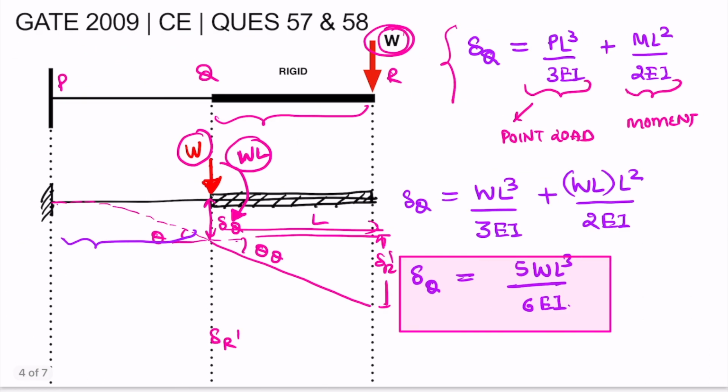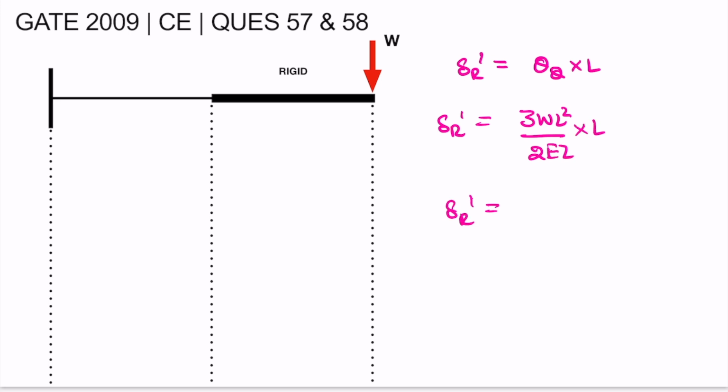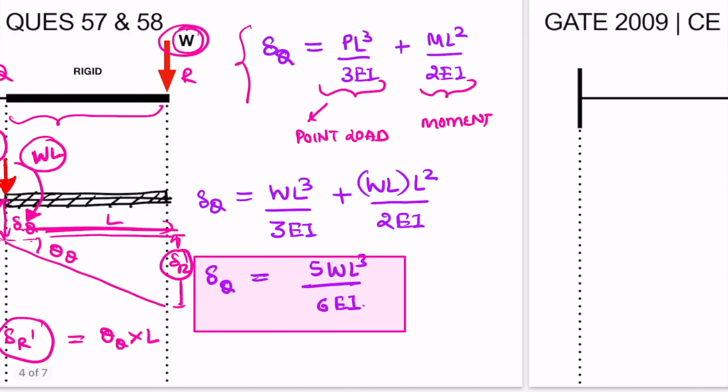Now we know that delta R dash, which is this value, will be equal to theta Q multiplied by this length, which is L. Therefore, we will calculate delta R dash as theta Q multiplied by L. So delta R dash will be, theta Q was 3WL square by 2EI multiplied by L, and therefore delta R dash will be equal to 3WL cube by 2EI. So we have now calculated the value of delta R dash as well.